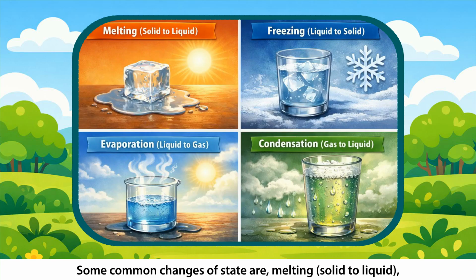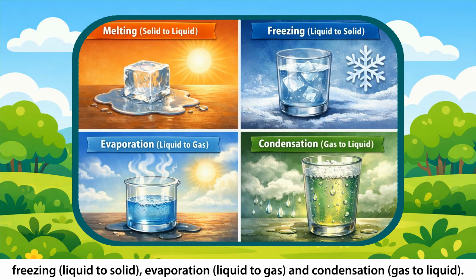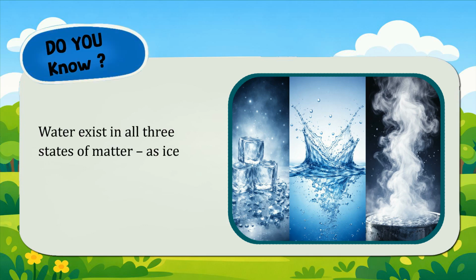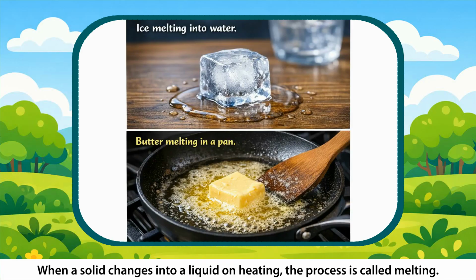Some common changes of state are melting, solid to liquid; freezing, liquid to solid; evaporation, liquid to gas; and condensation, gas to liquid. Do you know, water exists in all three states of matter: as ice, solid; water, liquid; and steam, gas? Melting. When a solid changes into a liquid on heating, the process is called melting.